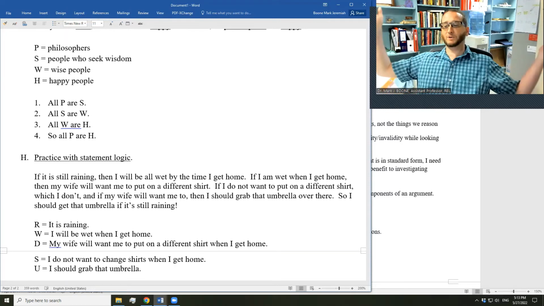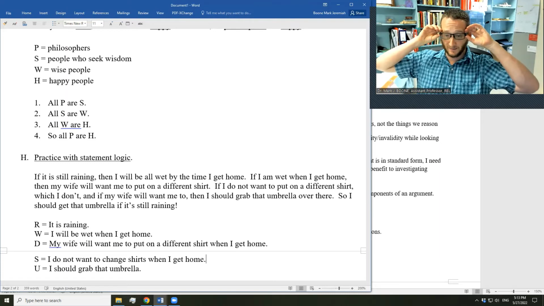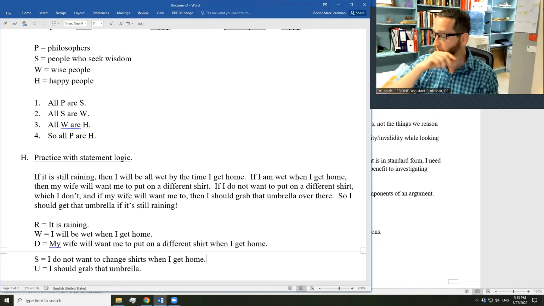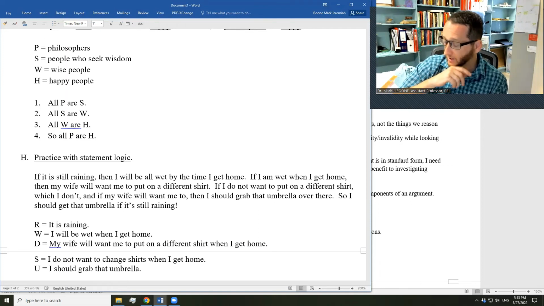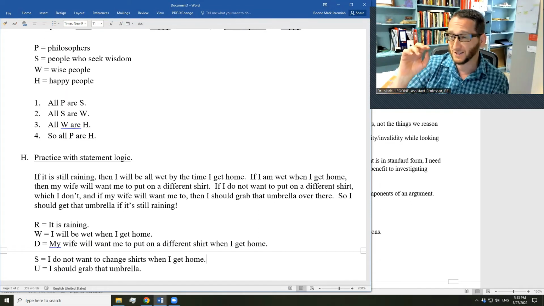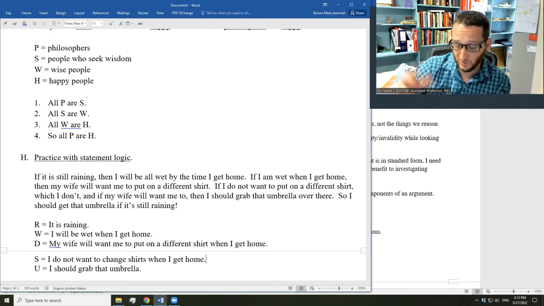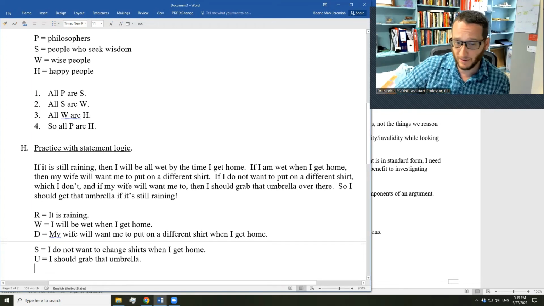You might think, "I do not want to change shirts when I get home" is the atomic statement we want to symbolize. But no, I just said atomic statement. We'll talk about this more when we get to our unit on statement logic. But we should be symbolizing the smallest statements. And that means the statements that are not made of any other statements, which we call the atomic statements or the simple statements in statement logic or proposition logic.